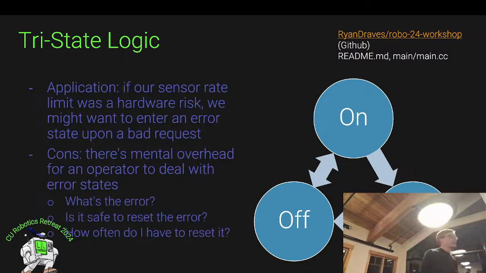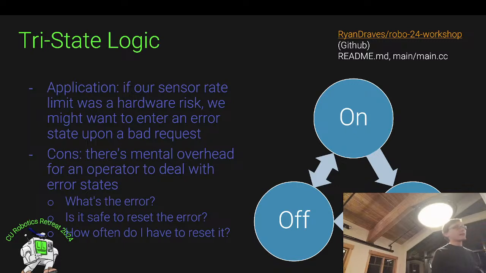So an application of this, for instance, would be that if we did receive a request too fast, past the rate limit of the sensor, let's say it was a hardware risk and you could burn out the sensor. You won't if you do it, by the way. You saw it was pulling in 1,000 just fine. Then we might want to have an error state there to protect against that.